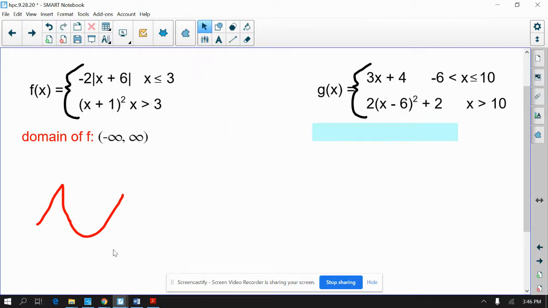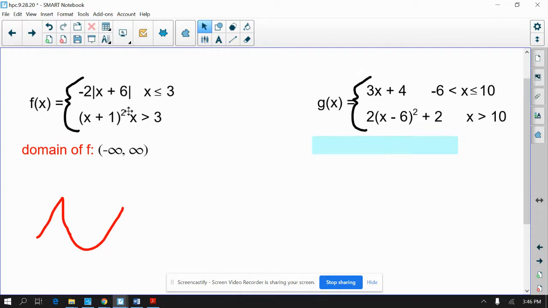So I hope that is clear enough to realize what we have to do. We're not going to graph this. We're just going to plug in 3 into this and see what the y value is. And then we're going to plug in 3 into this piece and see what the y value is. And if the y values are the same, then it is continuous.